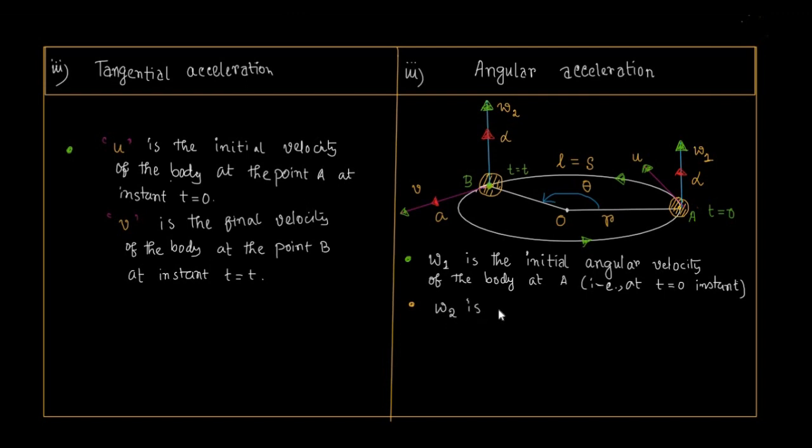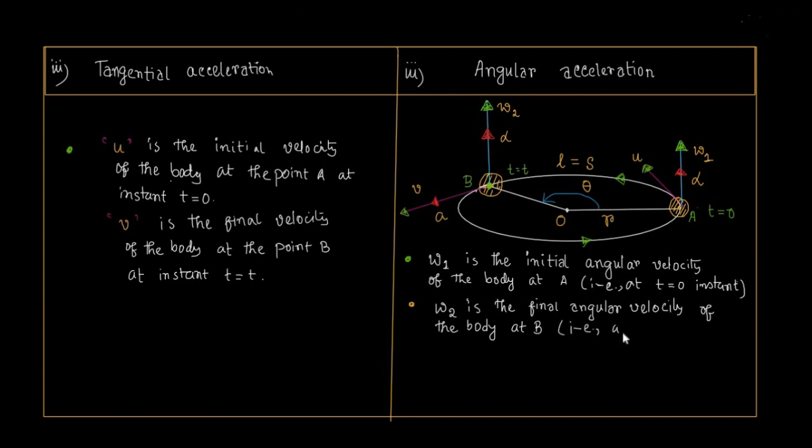And omega 2 is the final angular velocity of the body at the point B, that is at the instant t equal t second.